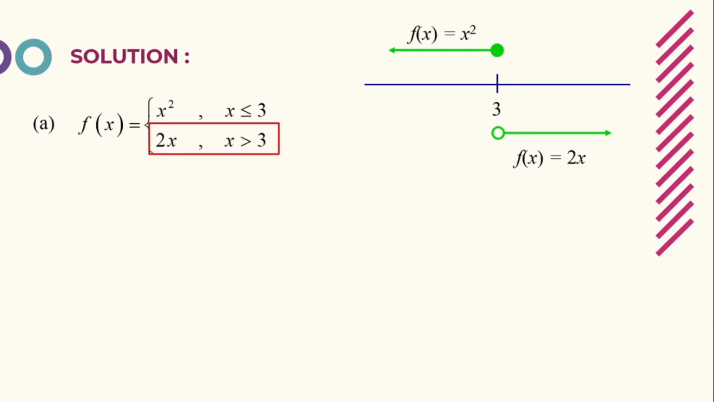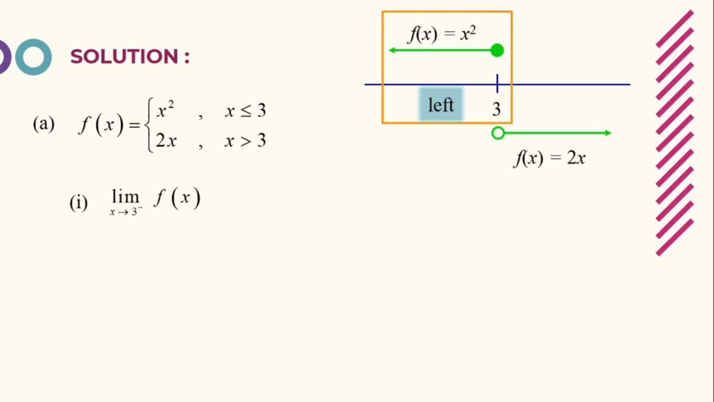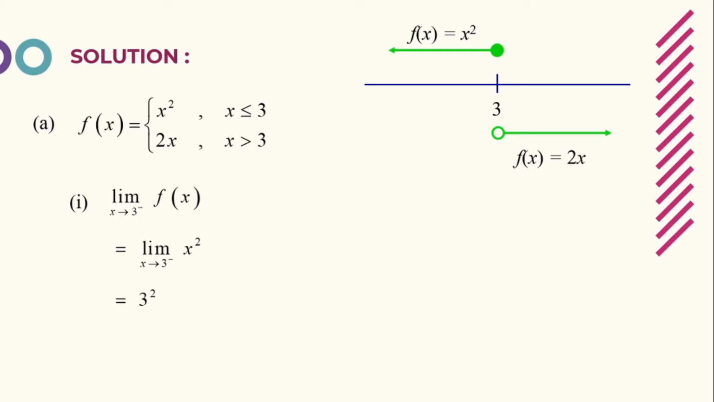Okay, so now we can find the requested limit. Number 1, we need to find the limit of f(x) as x approaches 3 from the left. So we stay to the left of x equal to 3. We notice that the correct function that we need to use when x approaches 3 from the left is x squared. So we replace f(x) with x squared. Next, as usual, we substitute the approach value 3 into x squared, and the limit of f(x) as x approaches 3 from the left is 9.